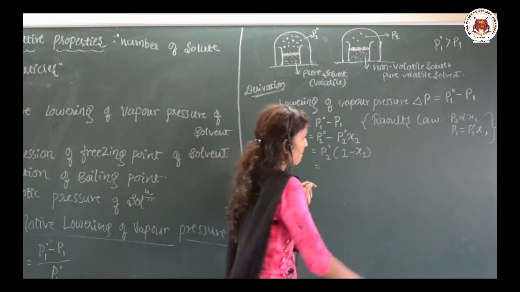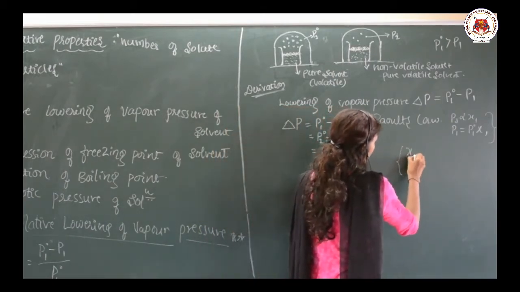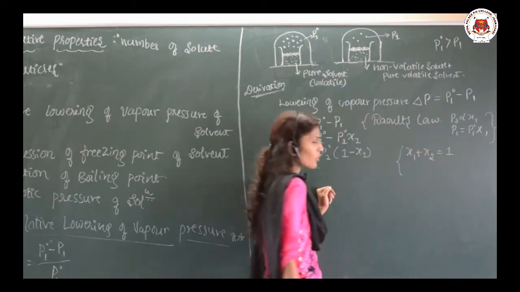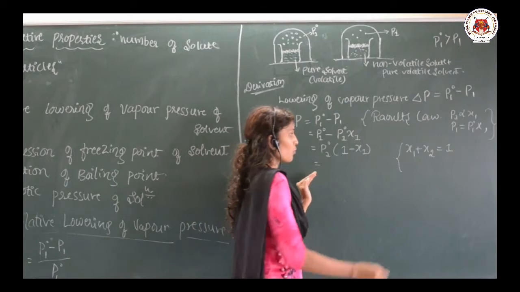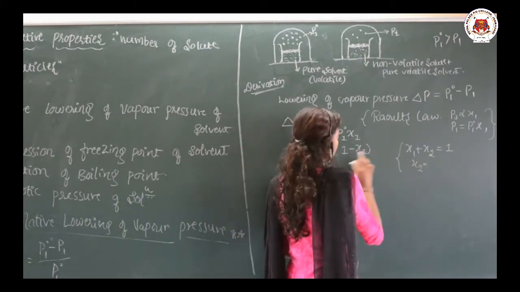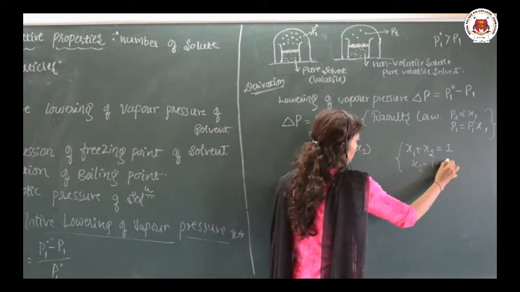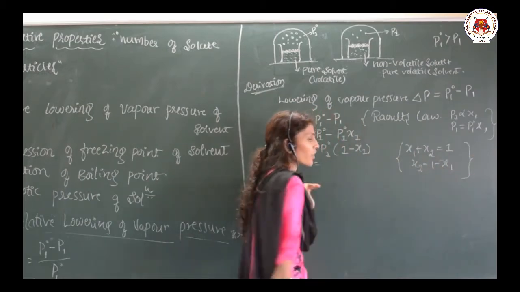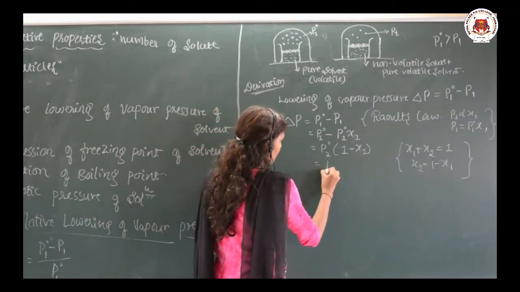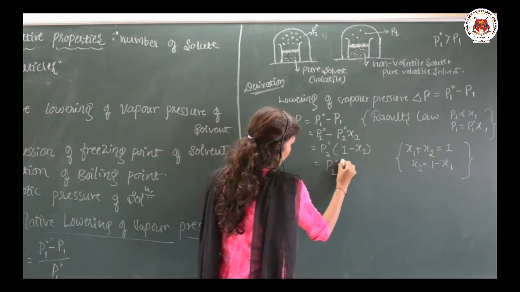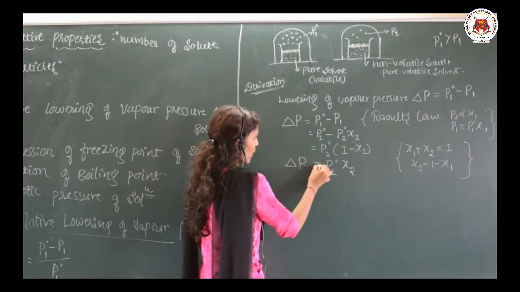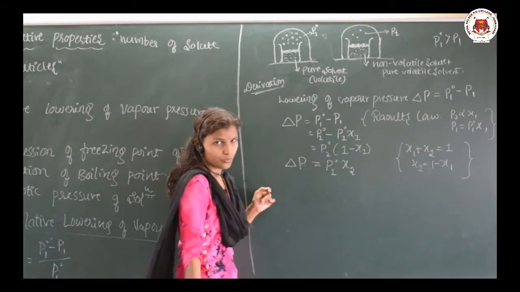Okay. And then one more thing, we know that the sum of the mole fractions is always unity. Now, x2 is equal to 1 minus x1. So, I am going to substitute the 1 minus x1 term as x2. So, delta P is equal to P1 naught into x2.